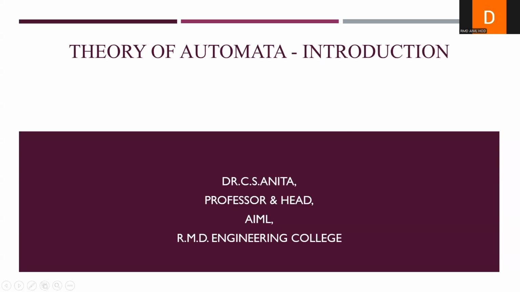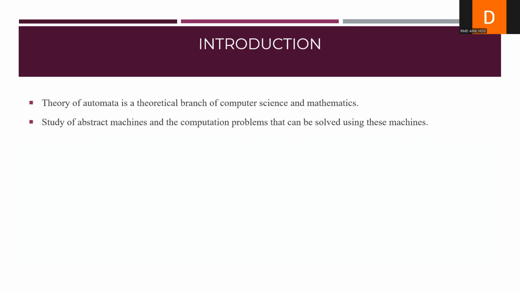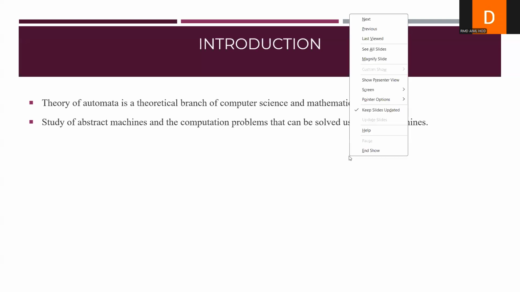Hello everyone. In this video, we are going to see an introduction to the theory of automata. Now, let us first see what is meant by the theory of automata. Theory of automata is a branch of computer science and mathematics. More specifically, it is a theoretical branch of computer science and mathematics. It is a study of abstract machines and the computation problems that can be solved using these abstract machines.